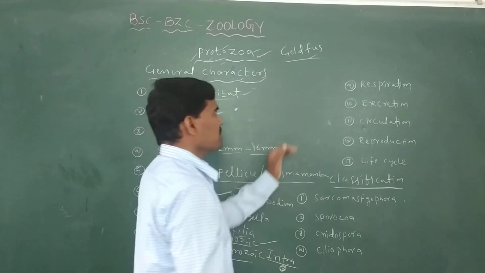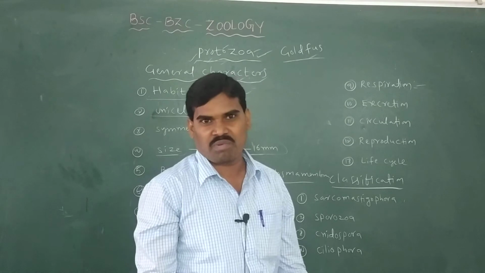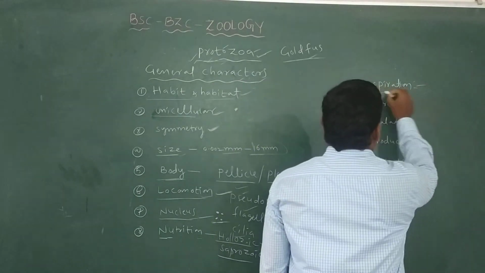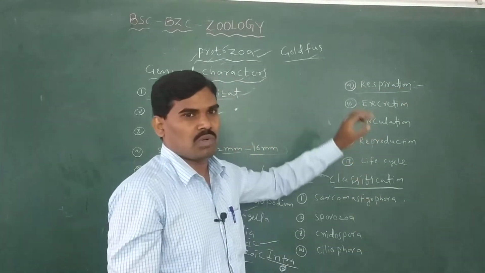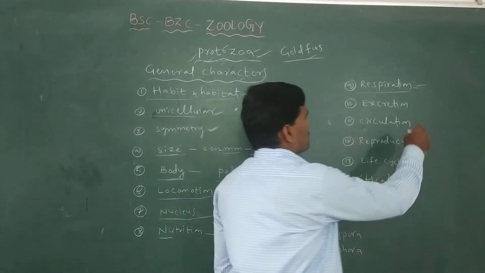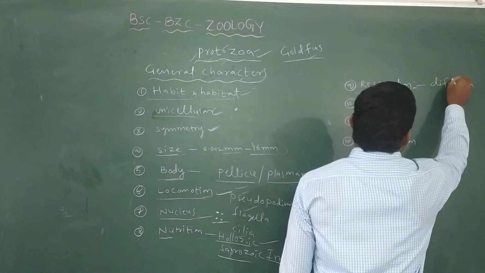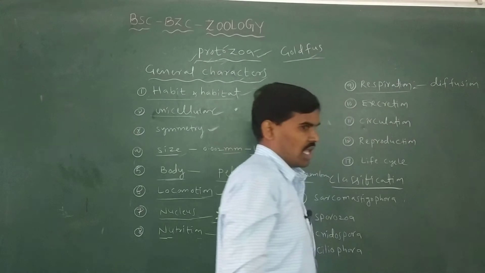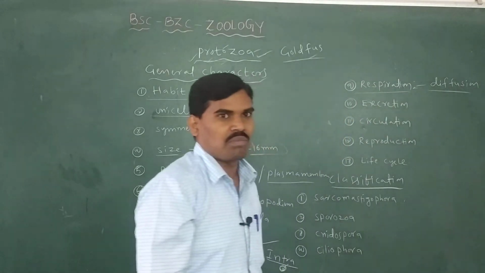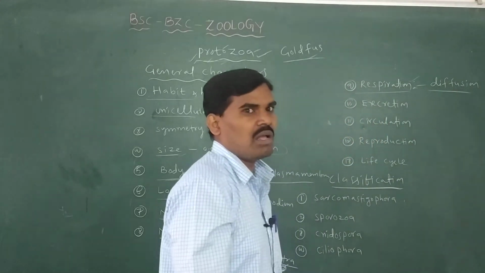Okay, understand? Next point, respiration. In the protozoan phylum, respiratory organs are absent, but respiration is compulsory. So it is simple respiration, of the diffusion type. Simple respiration by diffusion through the plasma membrane occurs in the protozoan phylum of animals.